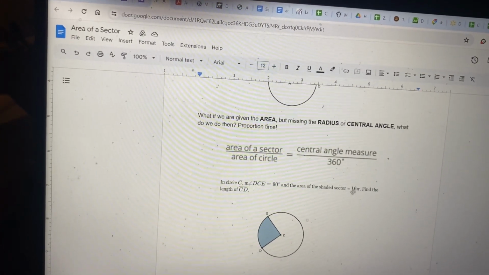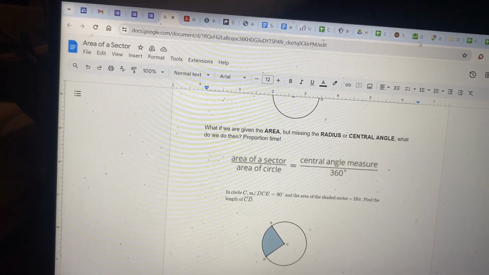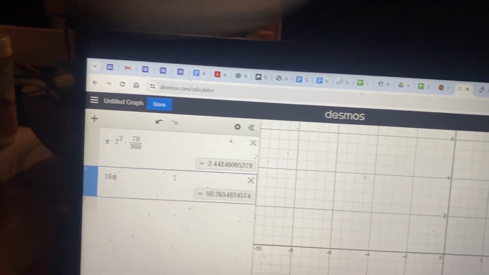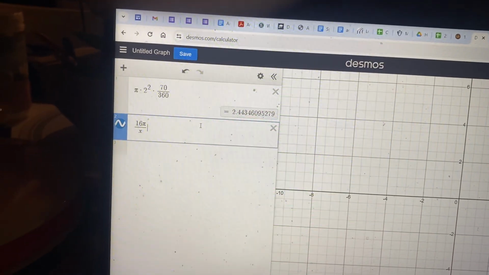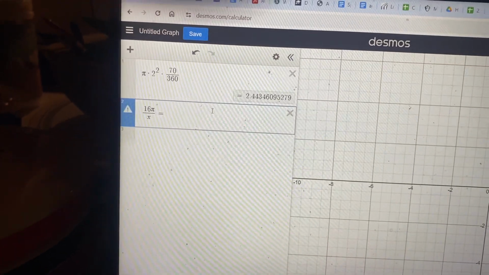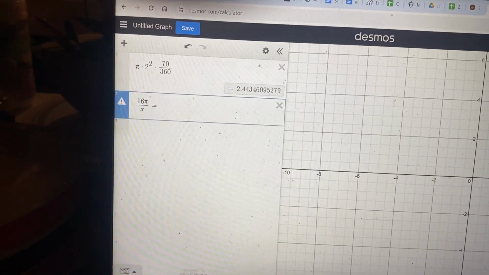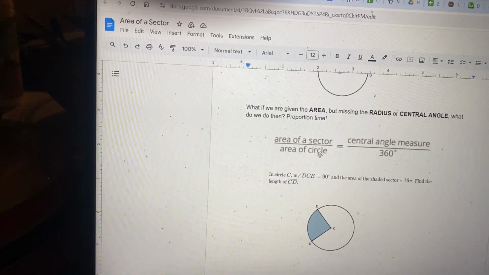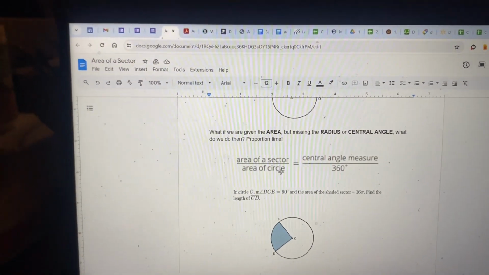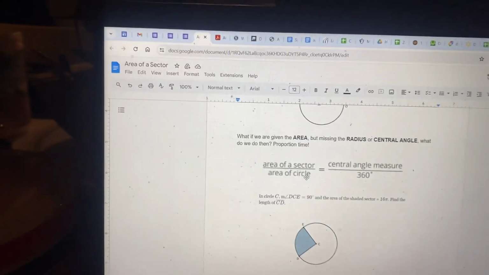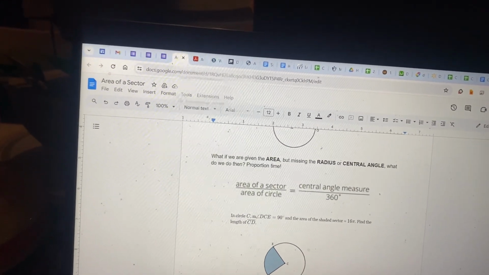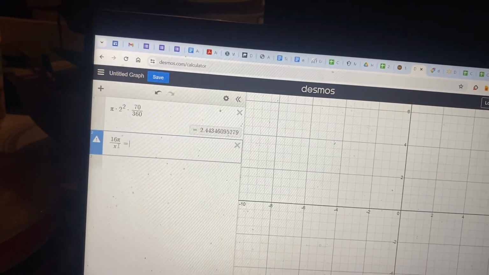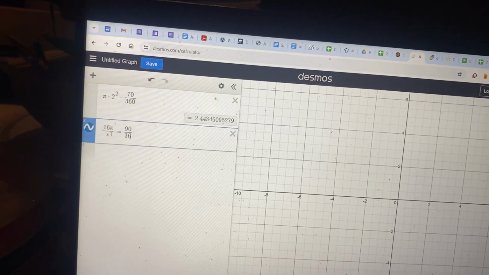The area of the shaded sector is 16 pi. So just on the setup, it's 16 pi over x, because we don't know that part, and that would be equal to our area of the sector over the area of the entire circle, and we're going to use that to find our radius. Okay, I think I said that wrong. We have the area of the sector, but we don't know the area of the whole thing, and we know it's the same as 90 over 360.